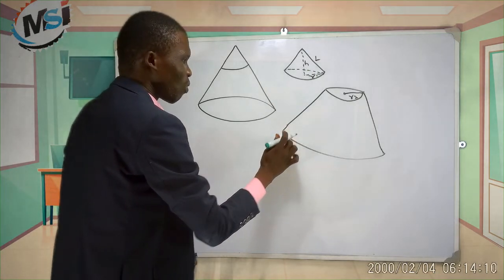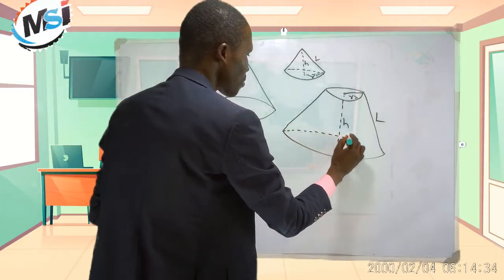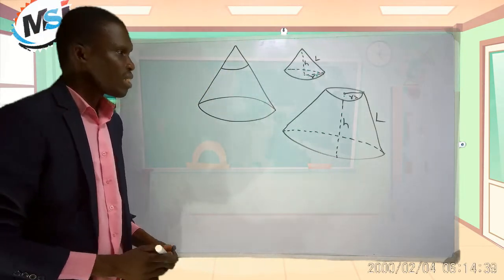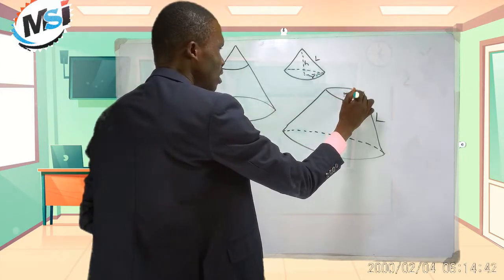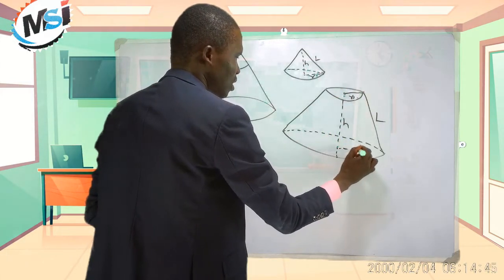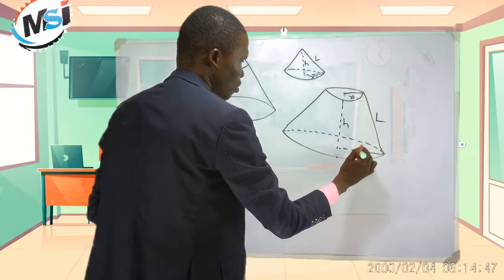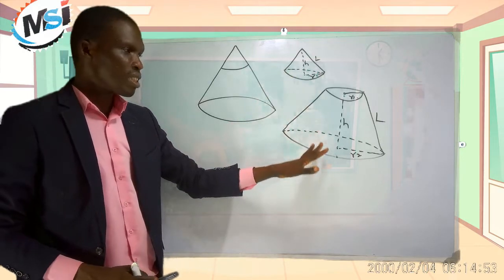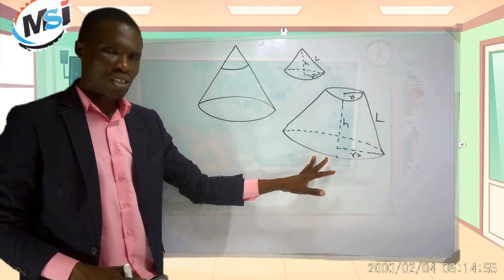Now from here we are going to do something. And we have something like this. Okay, I hope you understand, right? So let's call this R1, and let's call this R2. Now this is a cone and this is a frustrum. I hope you understand that, right?